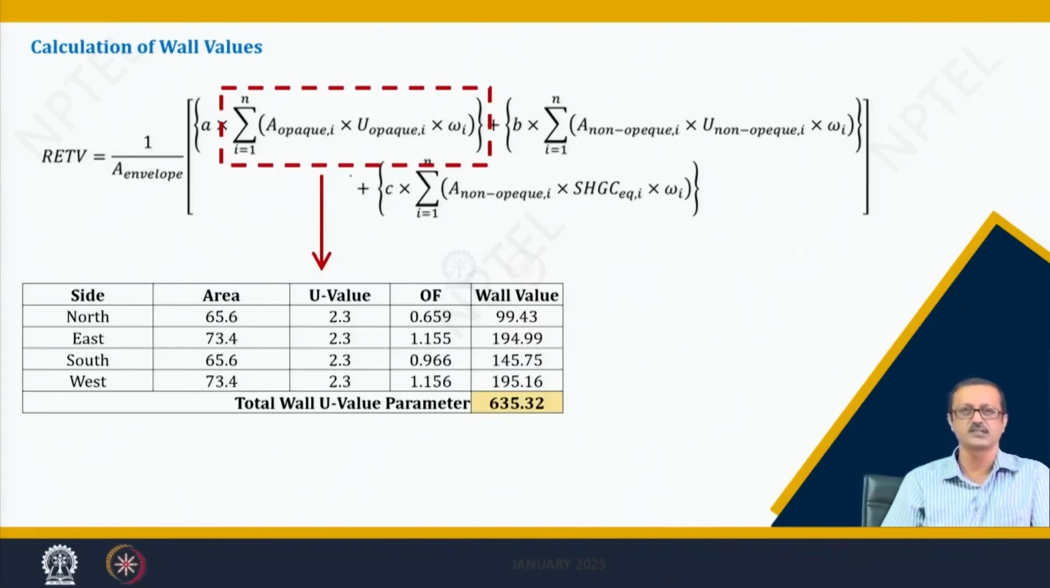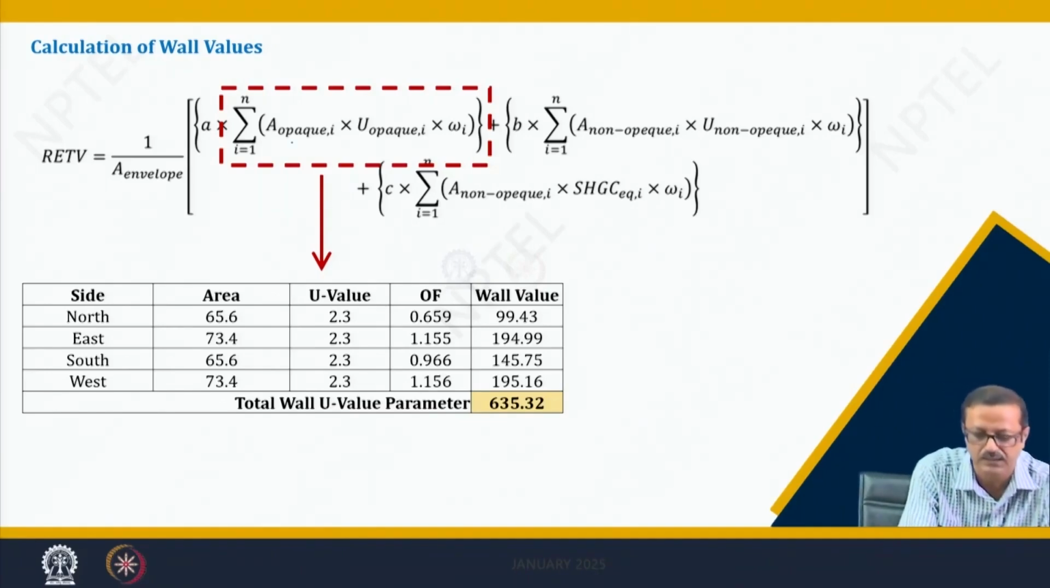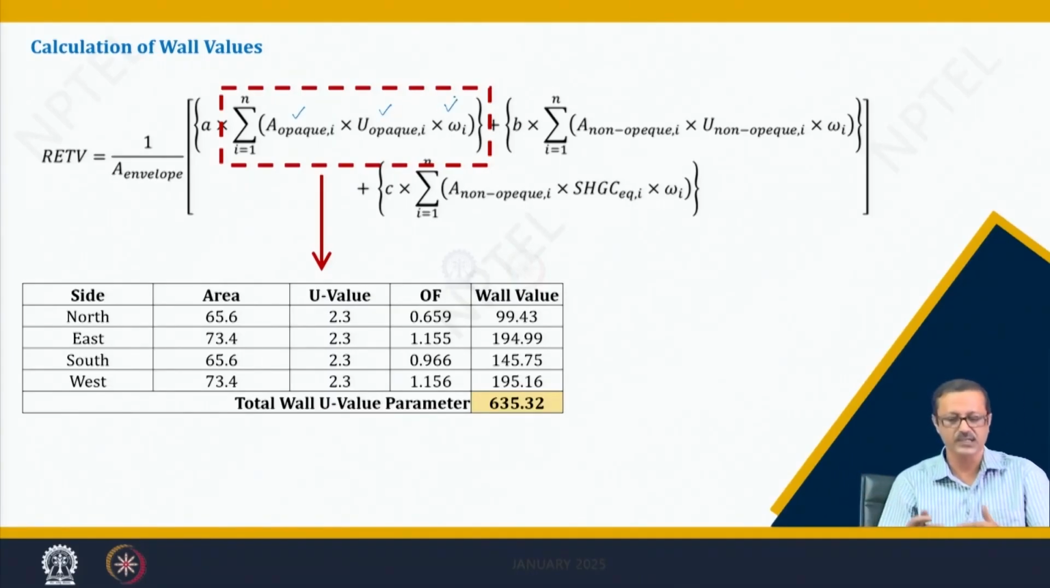That part of the equation is for the solid wall. So, the second column gives me the solid wall area. The corresponding U value is 2.3. There is no change of the U value. There are orientation factors, OF, and this is a triple multiplication: the area of the opaque wall, the U value of the opaque wall and the orientation factor are multiplied with each other for each orientation, and then it is added up, and that gives me a value of 635.32. So, I got the summation, but I have to multiply with A, the climate factor.